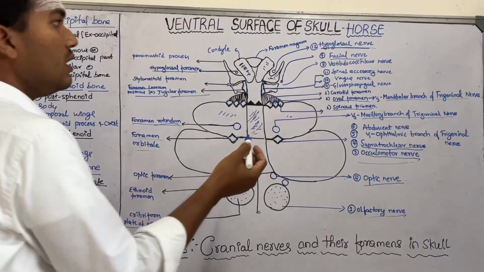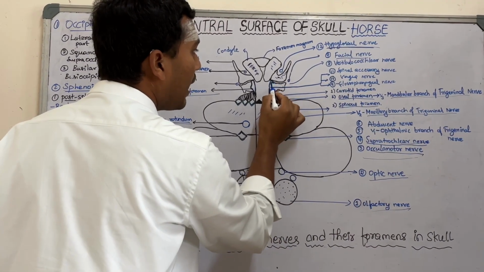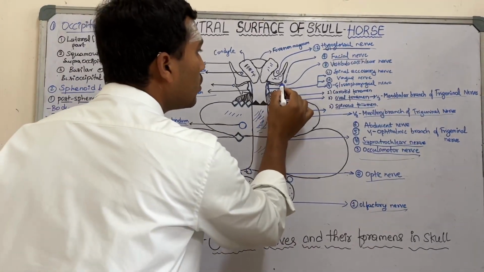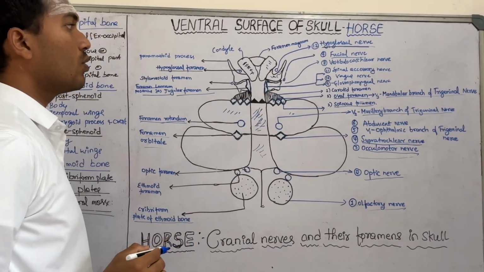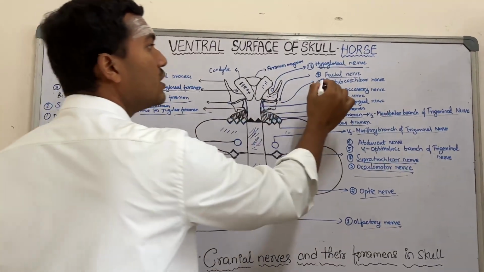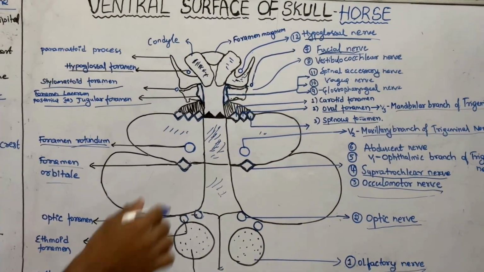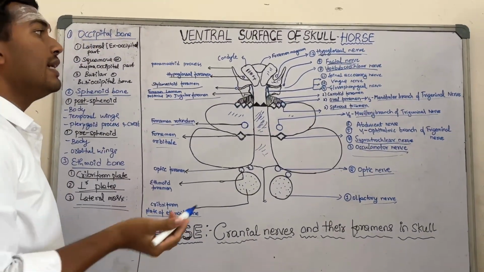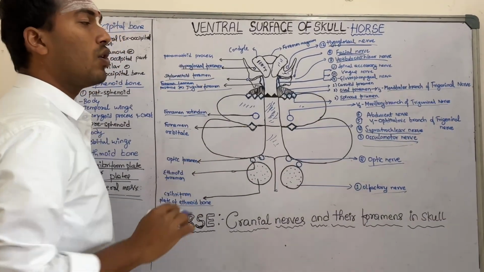Next, coming to the facial nerve. This is the tympanic part of the petrous temporal bone. Here you will get a mastoid process. Between the tympanic part and the mastoid process, we get the stylomastoid foramen, through which the facial nerve, the seventh cranial nerve, emerges. Coming to the vestibulocochlear nerve, it doesn't leave the cranial cavity. It enters and lodges in the internal acoustic meatus.